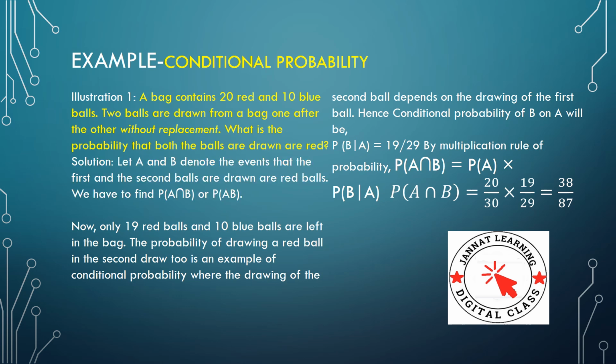Solution: let A and B denote the events that the first and the second balls drawn are red balls. We have to find P(A ∩ B), or P(A) times P(B given A). P(A) equals P(red ball in first draw) equals 20/30.